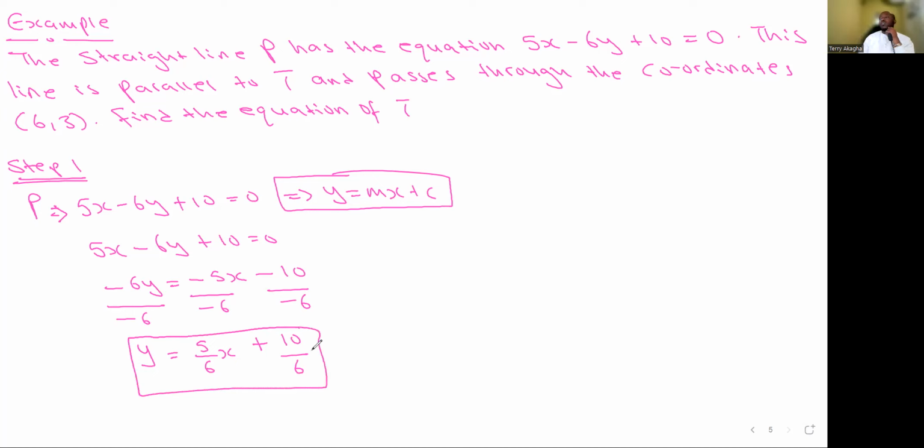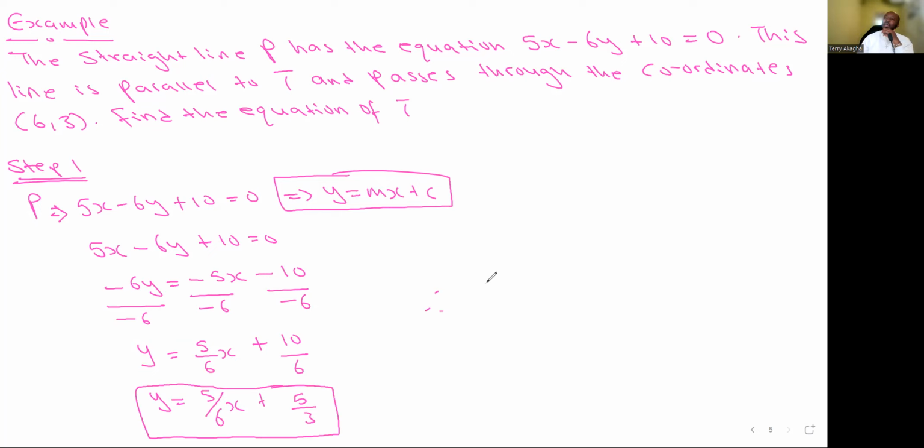If you want to, you can also further simplify this to y is equal to 5 over 6 x plus 5 over 3. So therefore, we can now say the slope, the m1, is equal to 5 over 6, and the c1, which is the intercept of the first line, is going to be 5 over 3. And that will be the answer for that.